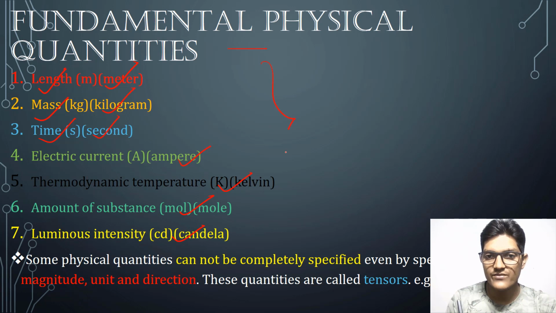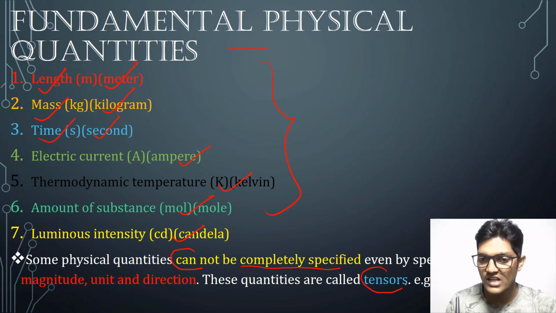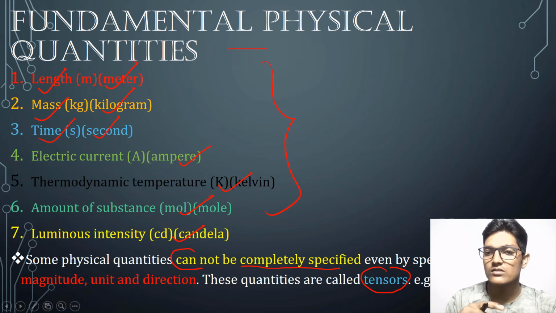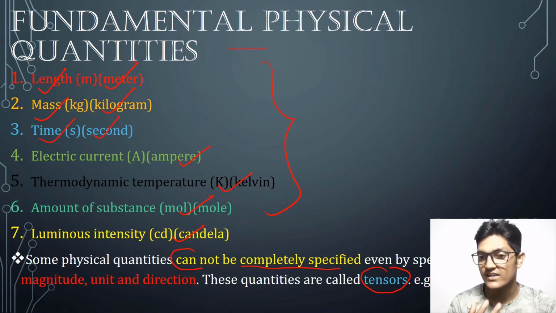Okay, so please everyone take the notes, and you can see some physical quantities that cannot be completely specified, and that is known as tensors. For example, you can see moment of inertia. We cannot specify moment of inertia completely, even if we know the magnitude, unit, and direction. That is why it comes under tensors. It's an important term, so please take the notes as well.